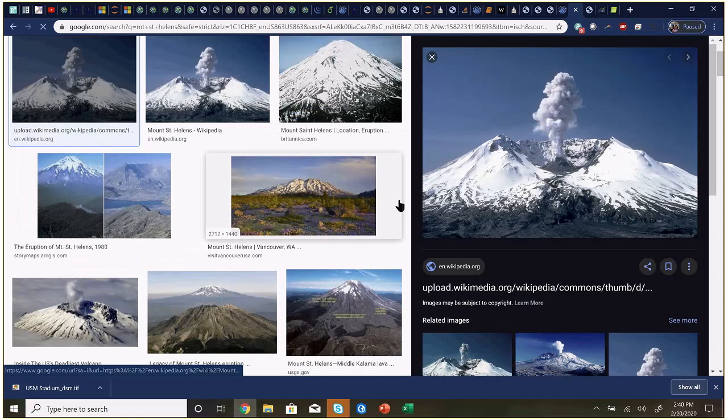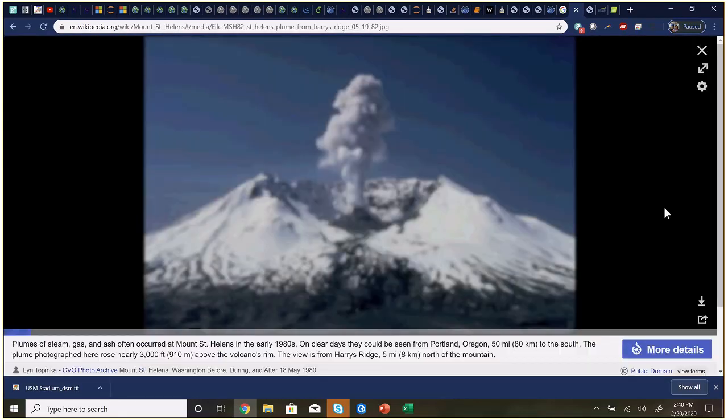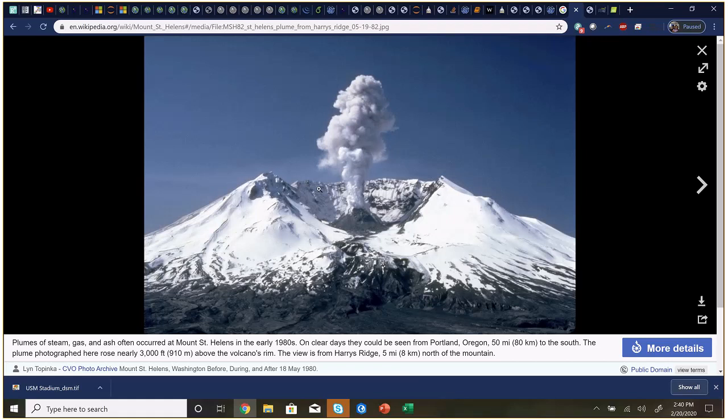Ever been to Mount St. Helens? So it's kind of cool. I've been there, but it looks like this, right? And it's just out there. You know, when you drive up, you can see it, and it's there.